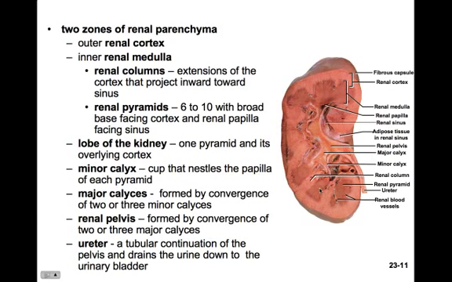Now, as the pyramids drip their urine into this sinus area, they're collected first by the minor calyx. This is the one that first contacts the papilla at the end of the pyramid. The minor calyces converge and form major calyces, and the major calyces converge to form the renal pelvis. This renal pelvis then dumps into the ureter, which is a tubular continuation that drains the urine down to the urinary bladder.